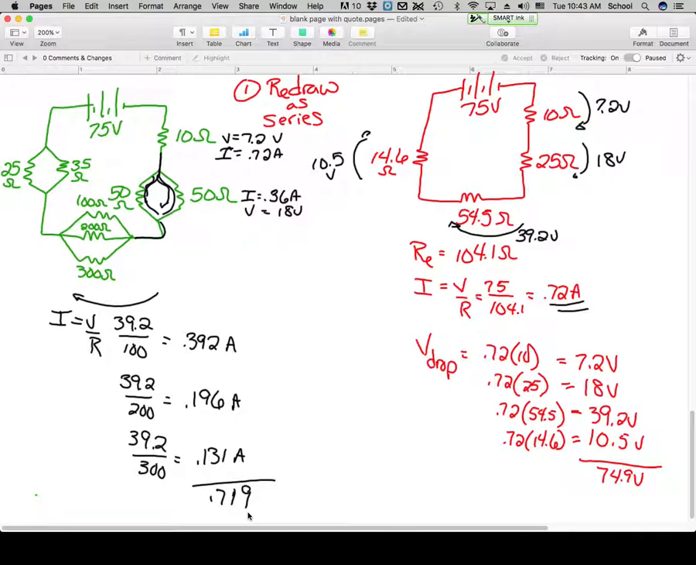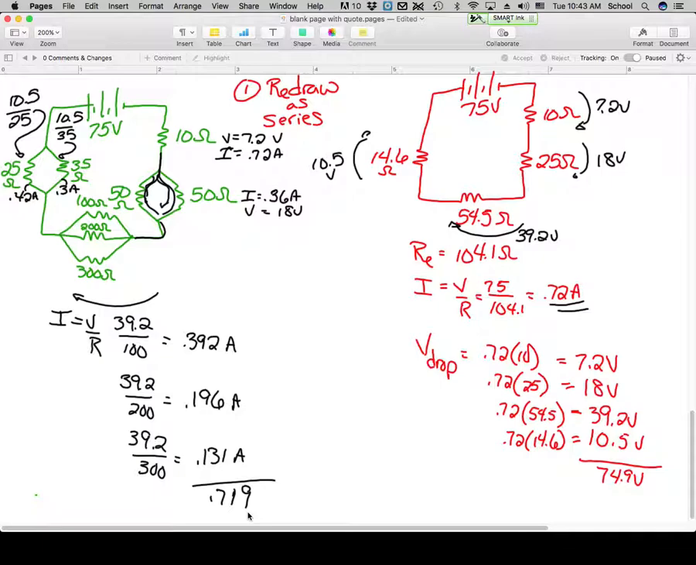So then we get to the last section, and what's the V drop in this section? 10.5. So here we're going to have 10.5 over 25 would be the current on this side, and then 10.5 over 35 would be the current on this side, and those two answers should add up to 0.72 again. So we have 0.42 amps on this side, and we get 0.3 amps on this side. And 0.3 and 0.42 add up to 0.72.